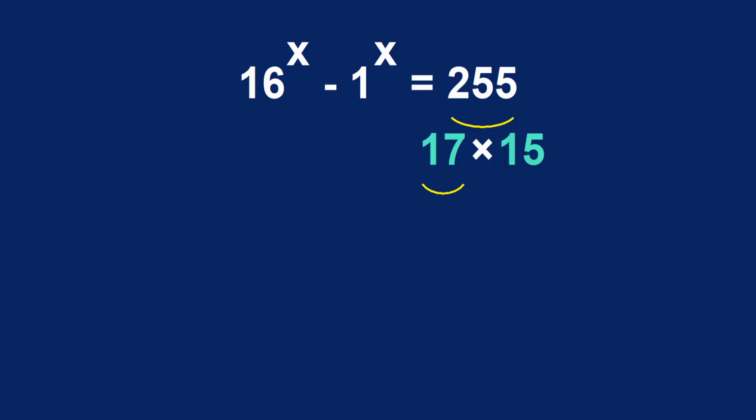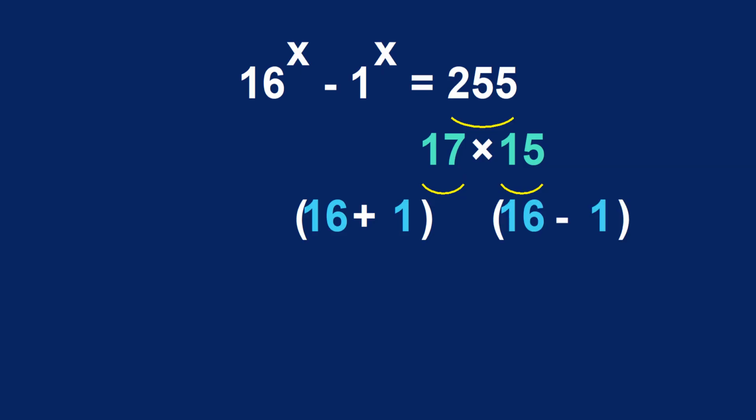Next, you are going to break down 17 into the summation of 16 plus 1 and express 15 as 16 minus 1. And now we have the difference of two squares form, which can be written as 16 to the power 2 minus 1 to the power 2. By comparing both sides of the equation, it's clear that x equals 2, and this is our final answer for this problem.